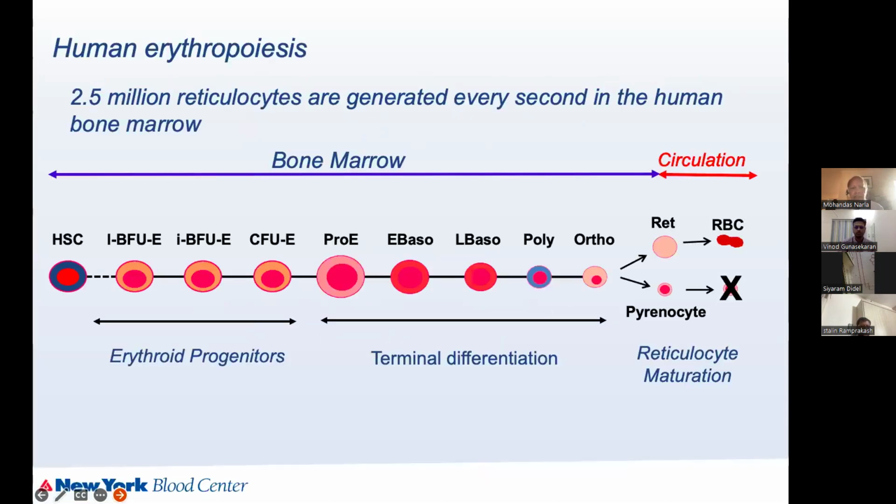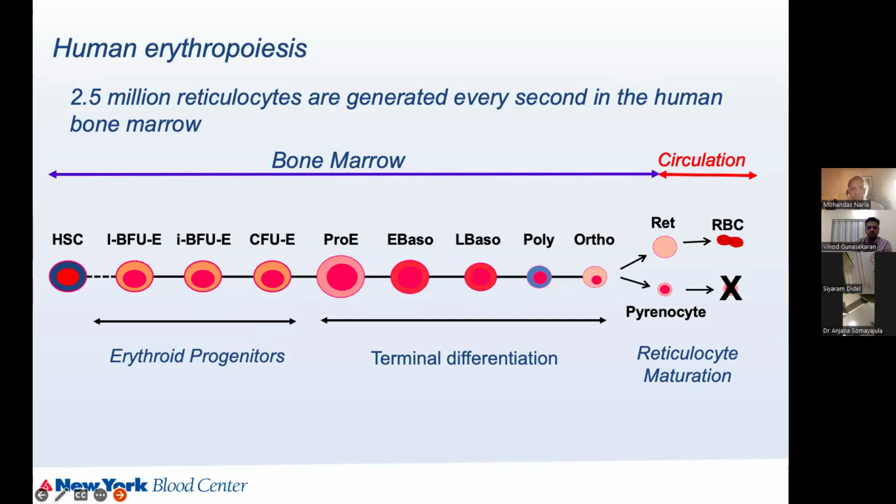I just want to mention that human erythropoiesis is a very complex process in the bone marrow. About 2.5 million reticulocytes are generated every second in the human bone marrow in normal individuals. And this production can be increased up to tenfold. You can make 25 million reticulocytes a second if there's a need, in severe anemia such as thalassemia or sickle cell disease and other red cell destruction disorders.